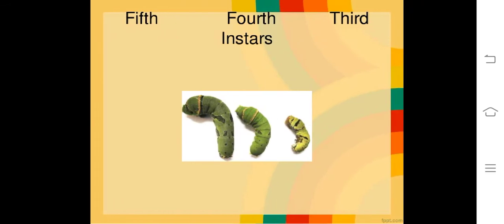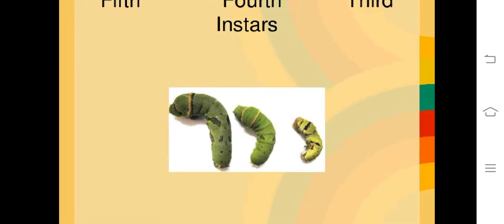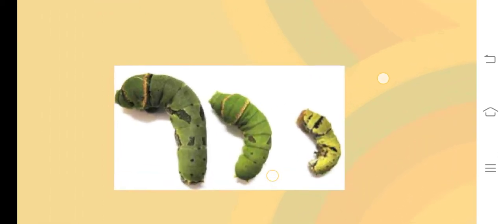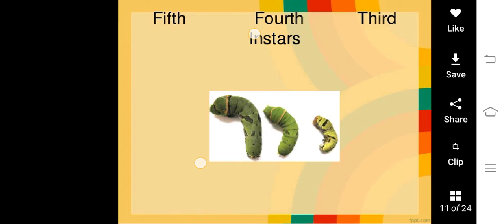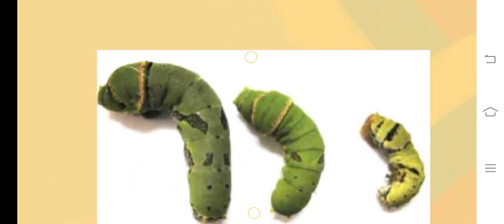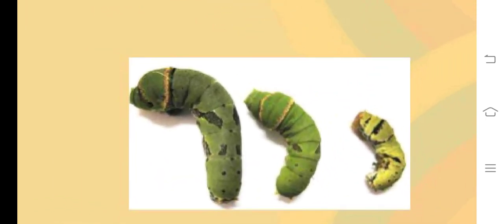So you can see here the third, fourth and fifth. There is an additional row of paired fleshy spines on the thorax. The head is brown, smooth and glossy with short hairs. If we talk about the fifth instar larva, you can see here the fifth is the largest one. The fifth instar larvae are cylindrically shaped and tapered anteriorly. You can see the anterior side is tapered. Two pairs of fleshy spines are located posteriorly.